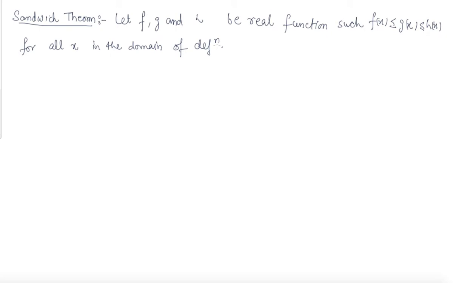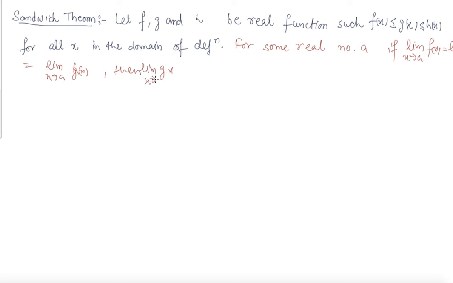Okay, so for some real number a, if limit x tends to a f(x) equals L, and this also equals limit x tends to a h(x), then we can say that limit x tends to a g(x) will also be equal to L. Okay, students, this is L.